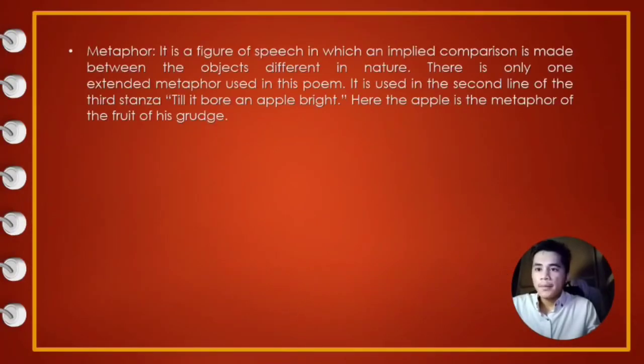Next, we have metaphor. It is a figure of speech in which an implied comparison is made between objects different in nature. There is only one extended metaphor used in this poem. It is used in the second line of the third stanza. For example, till it bore an apple bright. Here, the apple is a metaphor of the fruit of his grudge.